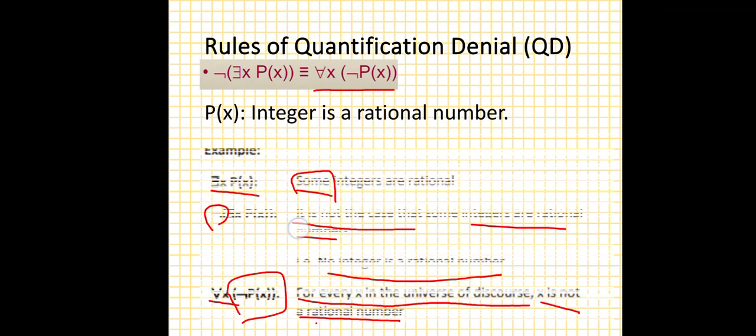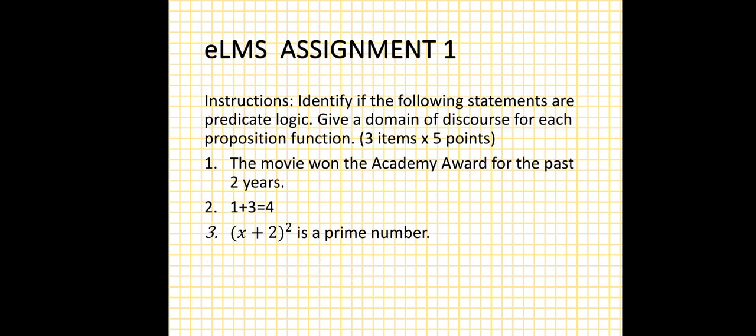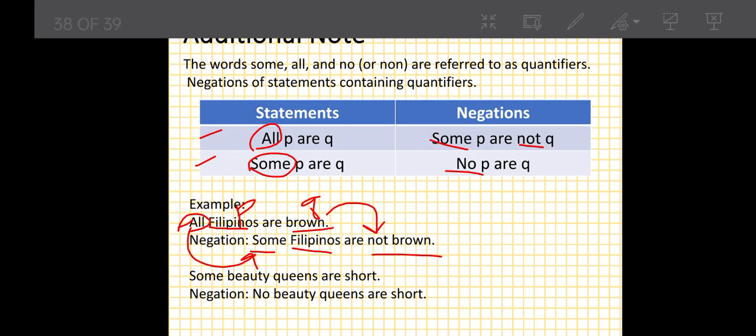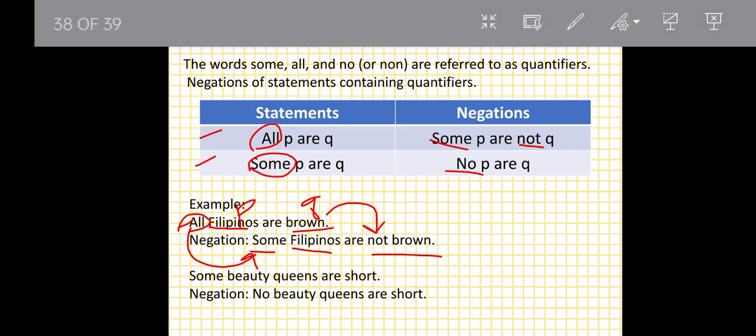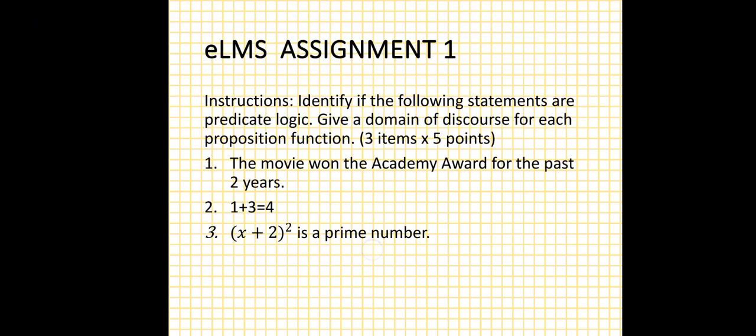Okay, going back to the table, when we negate some, it becomes no. For example, no P, this is our P, beauty queens, then our Q, short. So, no beauty queens are short. That's all for our lesson this morning.